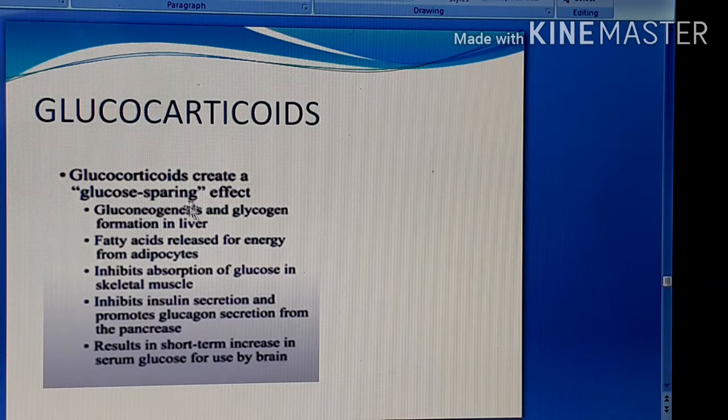It causes the sparing of glucose, meaning it withdraws glucose from each and every source and increases the concentration of plasma blood glucose, meaning that it spares glucose. And for what purpose does it spare glucose? It spares glucose only and only for the CNS, the central nervous system, for the brain.